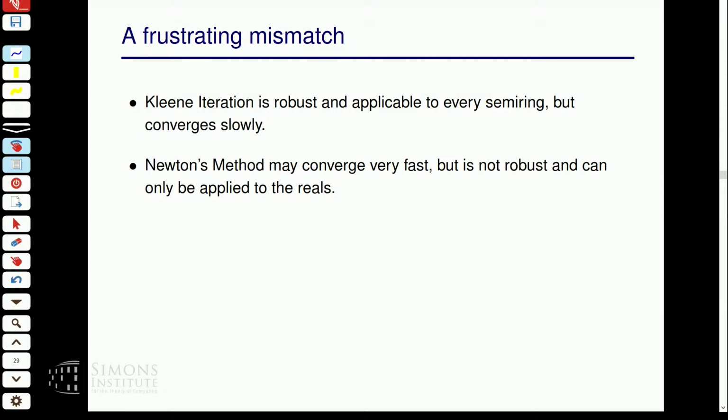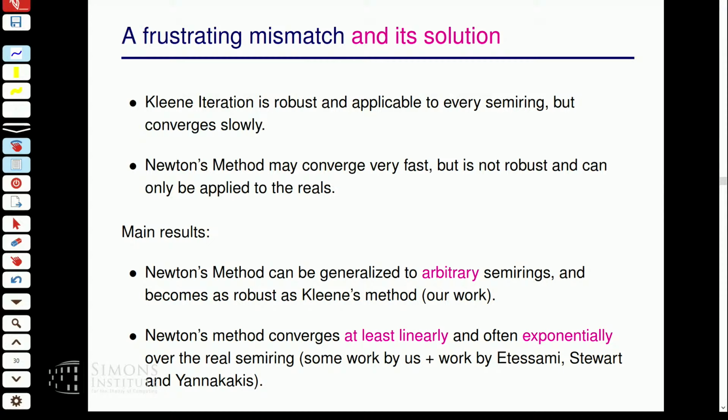So these are the two main results of this program. First, Newton's method can be generalized to arbitrary semi-rings. And for this particular case, it becomes just as robust as Kleene's method. So it's always going to converge, and you will not have these problems with local convergence. There is always global convergence, converging starting from zero, and so on.